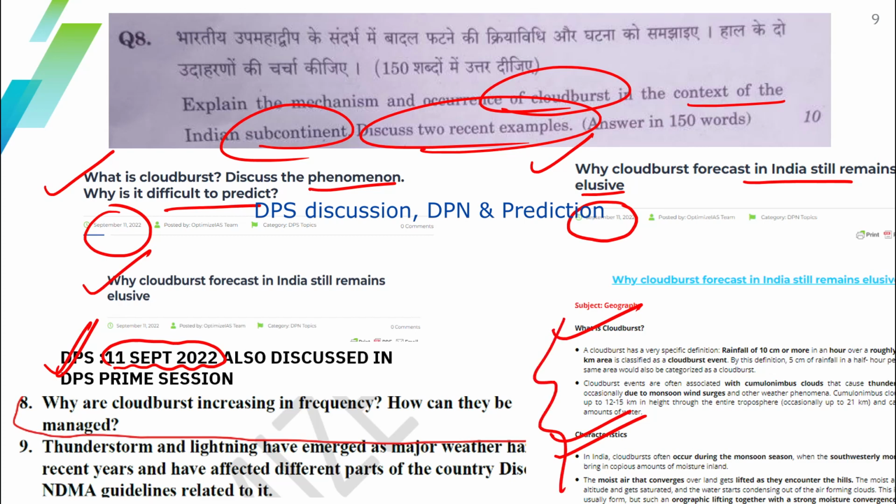Everything I have explained, you must be surprised that this question I had predicted in my prediction list. You can cross-check my prediction list from economy, environment, disaster management, science and tech, security. So many questions have come from my prediction list. You can see directly this question is from the DPN, directly this question is from the daily practice sheet discussion. Okay guys, let's move on.